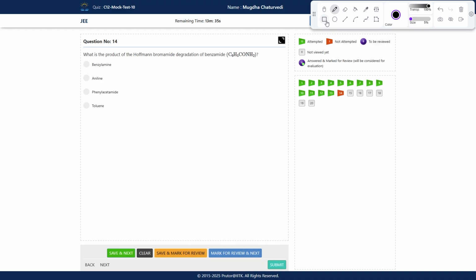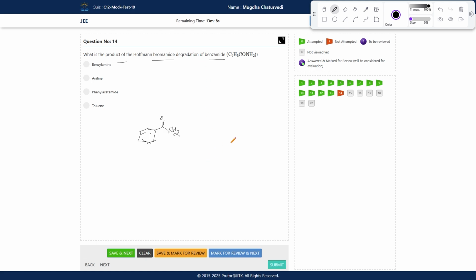It is asking us what is the product of Hofmann bromamide degradation of benzamide? So see, what is benzamide? This is C6H5 double bond O NH2. This is benzamide. When you react it, what will be the product of the Hofmann bromamide degradation?